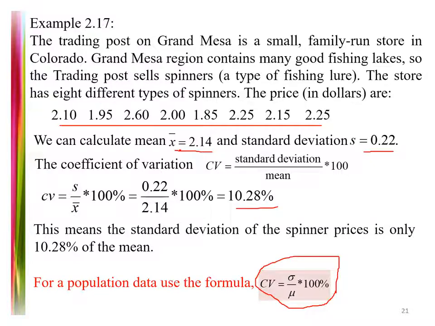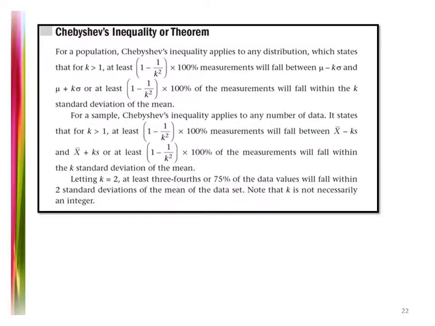So we can interpret this value, 10.28 percent. This means the standard deviation of the spinners' price is only 10.28 percent of the mean. So this is the interpretation. Similarly, as you already know, in the population case we can use the corresponding formula. Also, in this section, we will introduce the Chebyshev inequality.